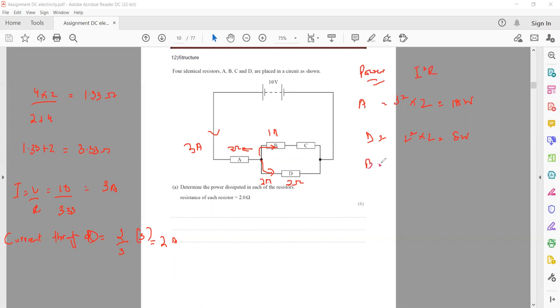B and C will have the same power because they have the same current and resistance. So the current is 1 squared multiplied by resistance 2, which is equal to 2 watts. And for C also it will be 1 squared multiplied by 2, that's also equal to 2 watts. So this is the power which is dissipated across each resistor in the circuit.